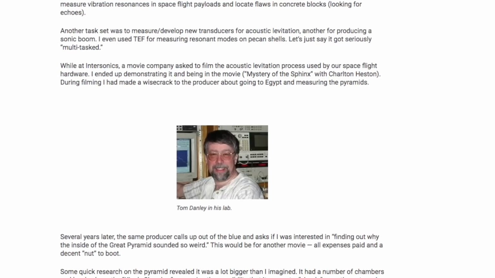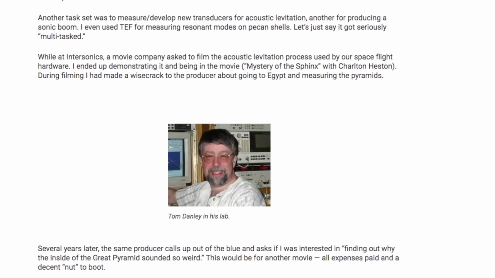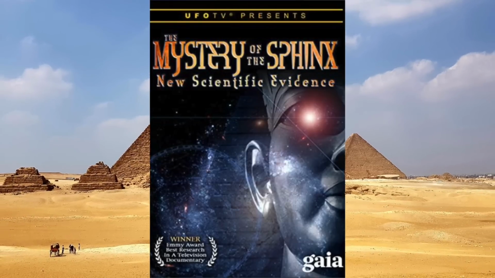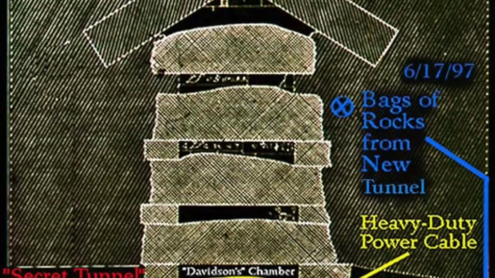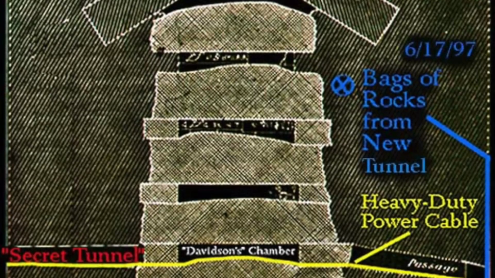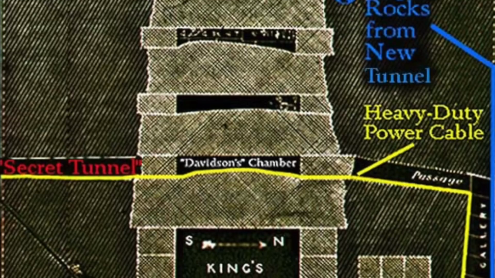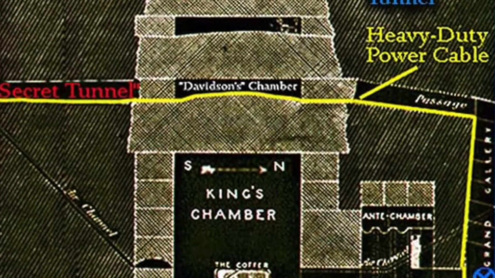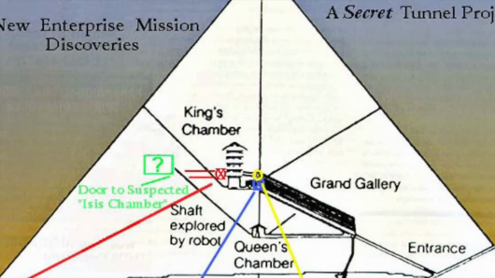In the year of 1997, acoustics engineer Tom Danley, who was working on acoustic tests for a TV documentary, spotted what he believed to be signs of clandestine digging taking place in what is known as Davidson's Chamber, which is the first narrow chamber above the ceiling of the Great Pyramid's King's Chamber. That's the one chamber below the one that had all the bug dust in it that we spoke about a little earlier on. You could take a quick look at the diagram on screen to get an idea of where the supposed digging was taking place.